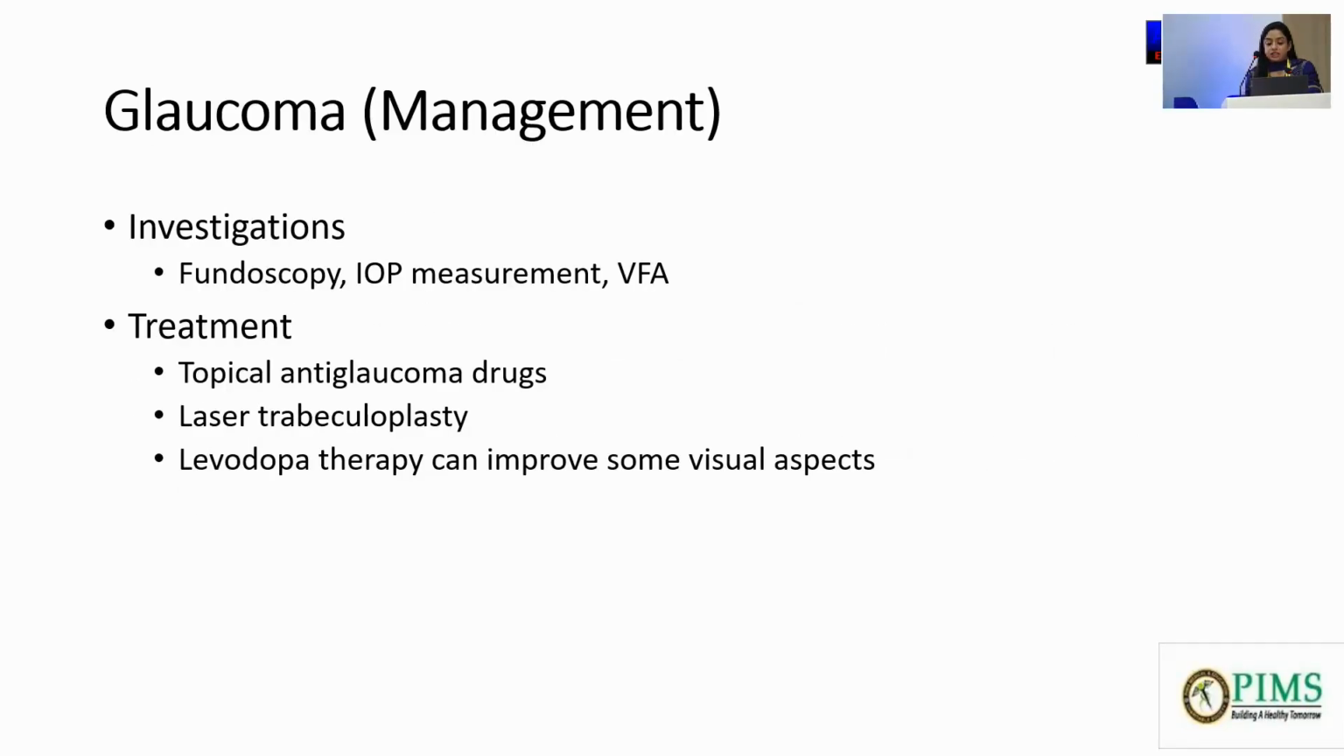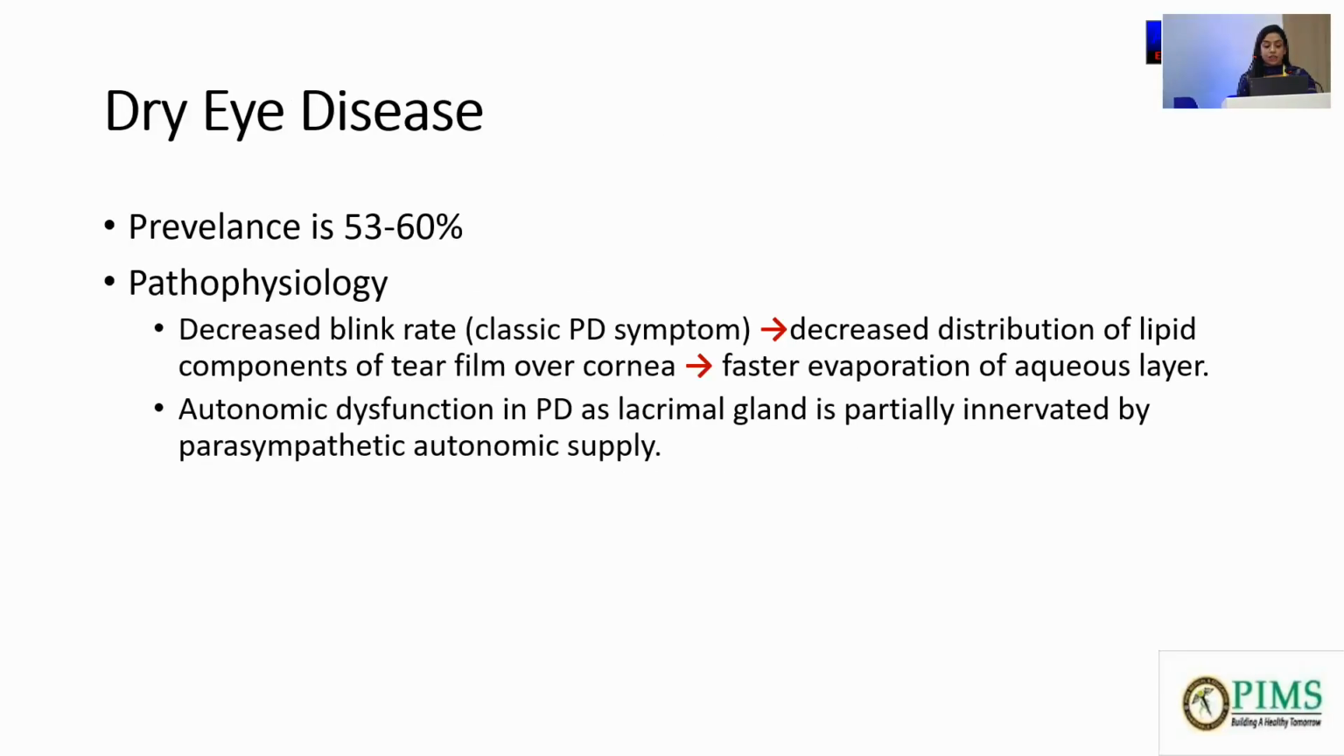The investigations are the usual ones which we do for glaucoma, that is fundoscopy, IOP measurement, visual field analysis. Treatment consists of topical anti-glaucoma drugs. If the patient does not respond, then laser trabeculoplasty can be done. But since the basic underlying mechanism is dopamine deficiency, so levodopa therapy can improve some visual aspects.